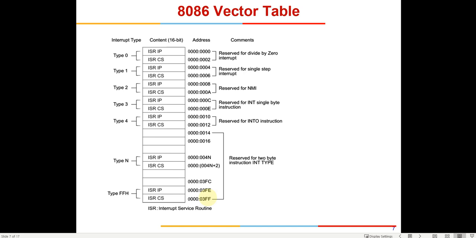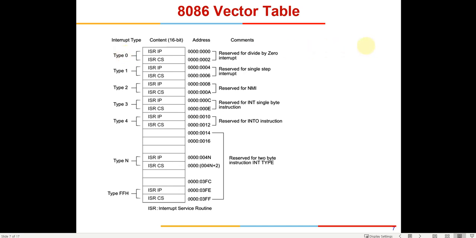Now what is a vector table? For interrupt 0, 4 bytes of this memory location are reserved. The first 2 bytes will have the IP address, and the next 2 bytes will have the address of the CS register. So these 2 bytes of IP and 2 bytes of CS together indicate one physical address at which that interrupt starts.